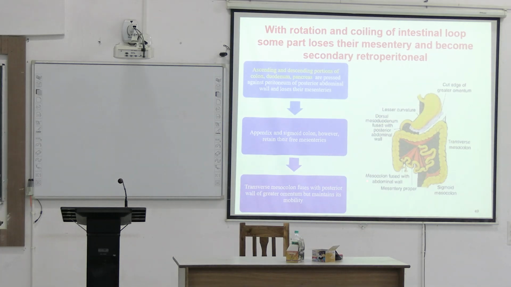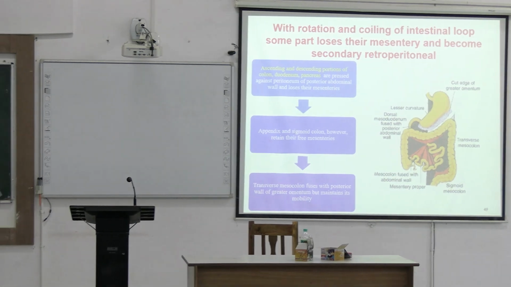Next thing is that as this is growing, this primary intestinal loop is making the small gut loop and the large gut loop.